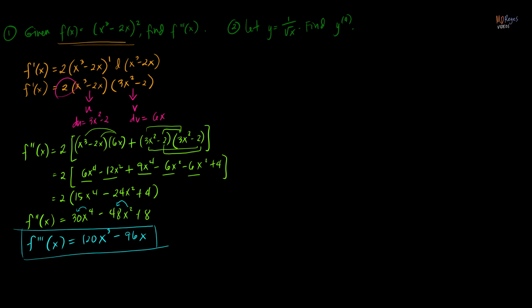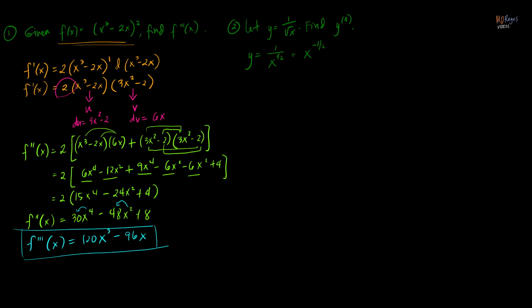Now in number 2, we have y equals 1 over square root of x. We have to find the fourth derivative of y with respect to x, of course. Okay, we have to write our function using rational exponents. Every time that you see a radical in the given, you do this. So 1 over x raised to 1/2. Or to make it easier for us to differentiate, instead of using quotient rule, we can just write this function as x raised to negative 1/2.